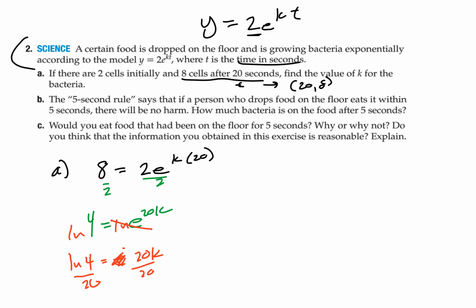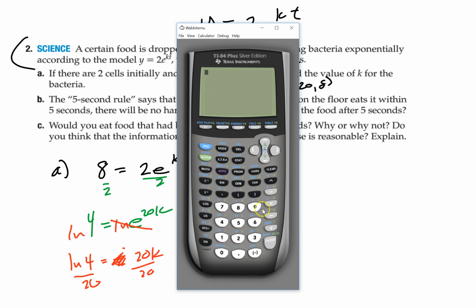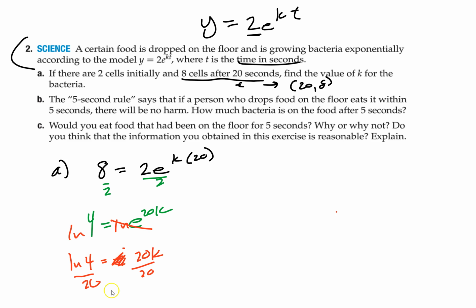This is something for a calculator. So, natural log of 4, don't forget to close the parentheses, divided by 20. And roughly 0.0693. It's about 0.0693. So that's my k. That's the growth factor of this bacteria.